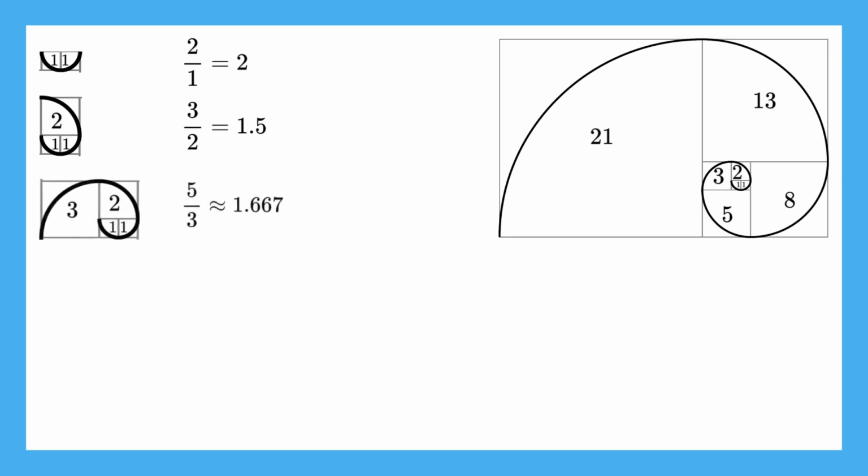For the next step, we get 5 over 3, which is about 1.667 repeating. Let's look at one more step. This one is 8 over 5, which is 1.6. Now take a look at these fractions. Pause the video and see if you can determine the next three fractions. You might even look at the big spiral to make it easier on yourself.